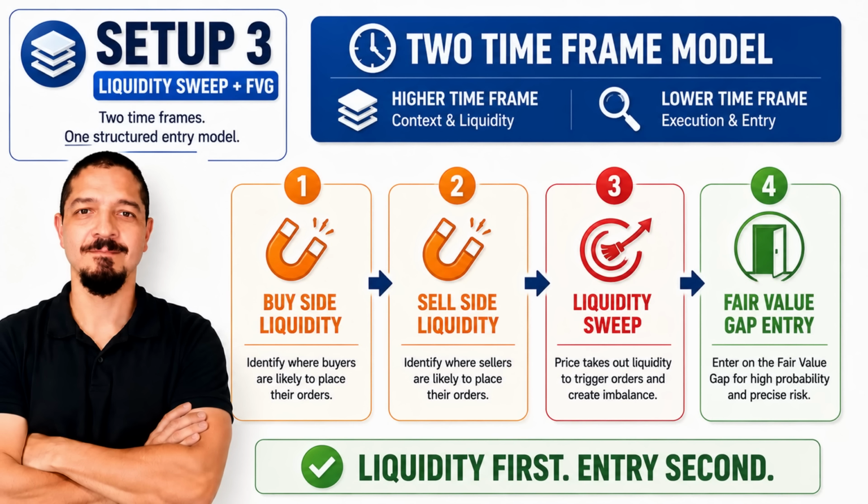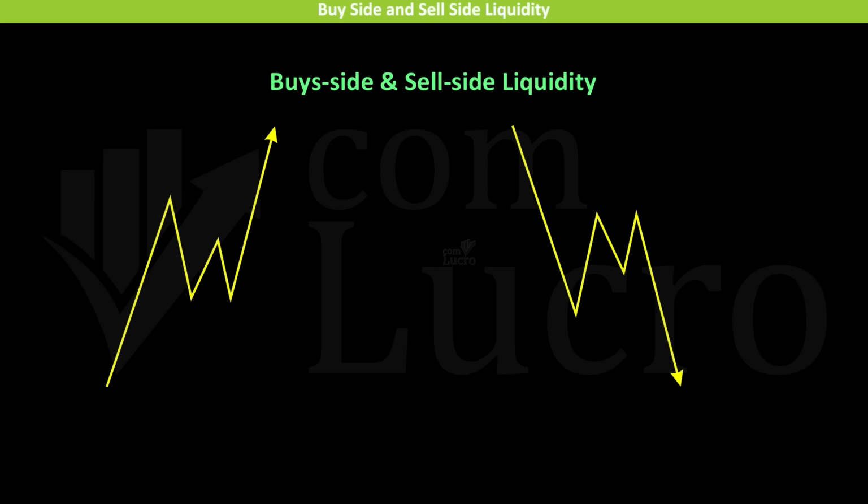Now, the third trading strategy also relies on 2 time frames and brings together the concepts of buy-side and sell-side liquidity, liquidity sweeps, and fair value gaps as the entry framework. So, what do buy-side and sell-side liquidity actually mean? Liquidity sitting above a high or a series of highs is considered buy-side liquidity, while liquidity resting below a low or a group of lows is defined as sell-side liquidity.